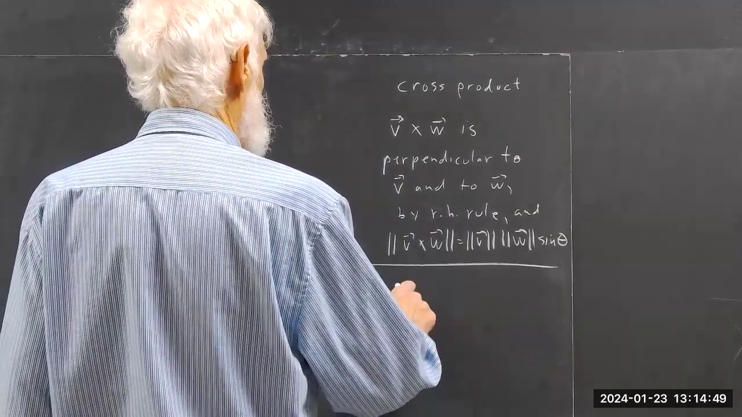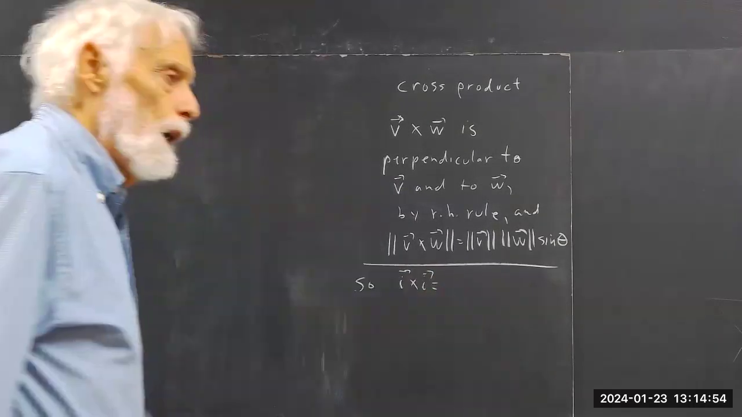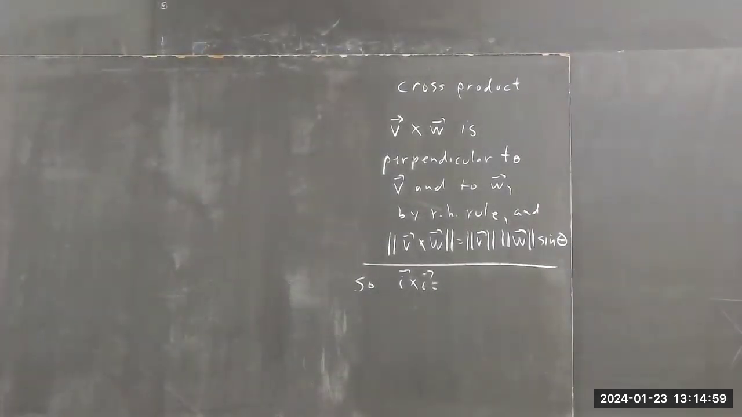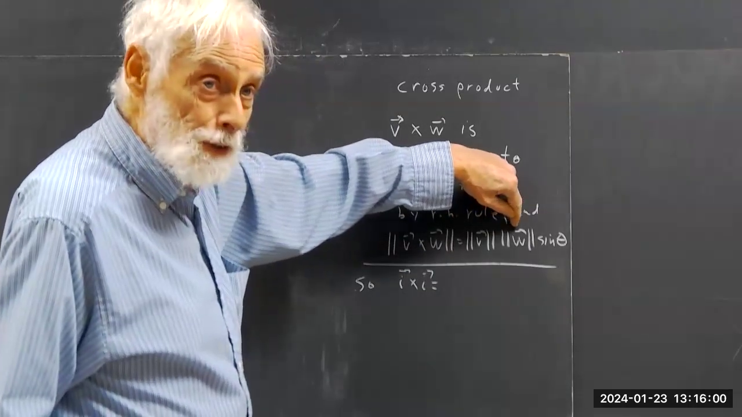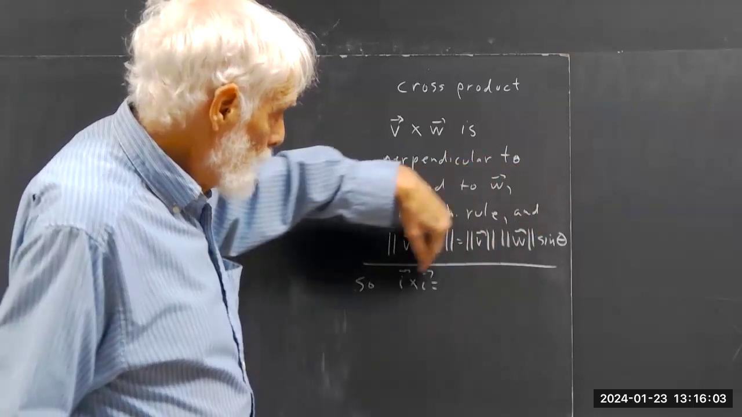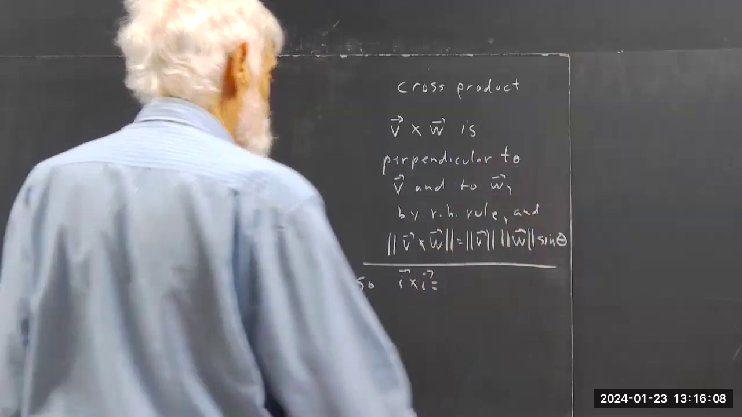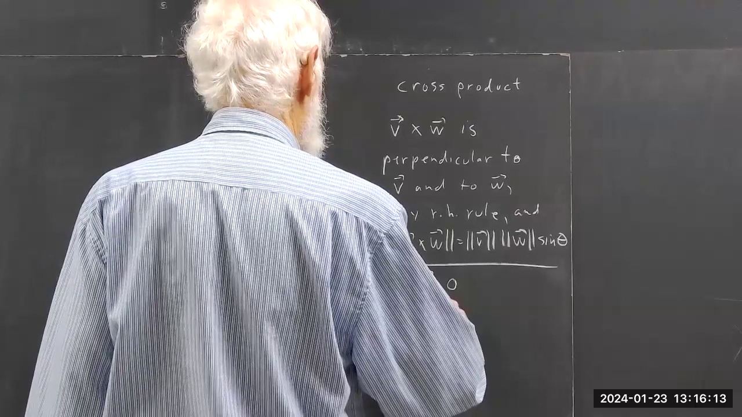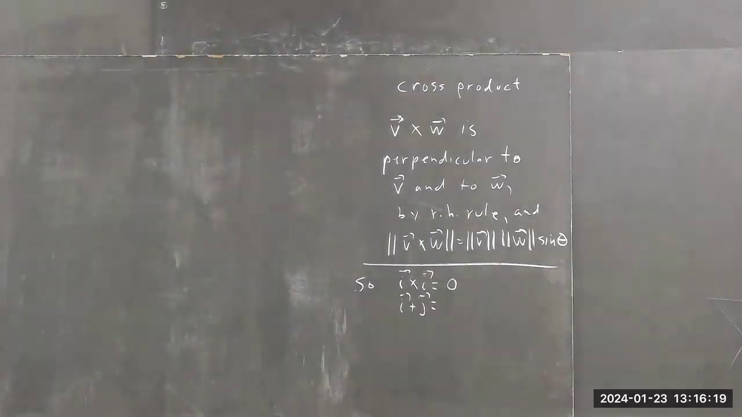By that definition, what's I cross I? Well, the magnitude of I is one, the magnitude of I is one, and the angle between I and I is zero, so the sine is zero. So I cross I is zero. Well, I cross J. I'll just list these.